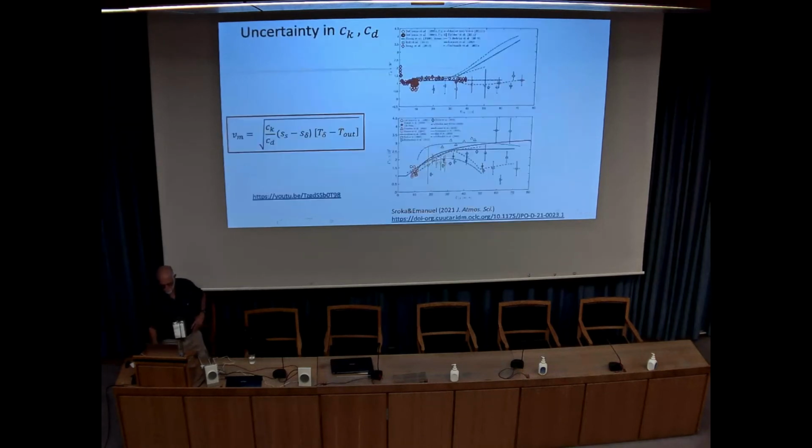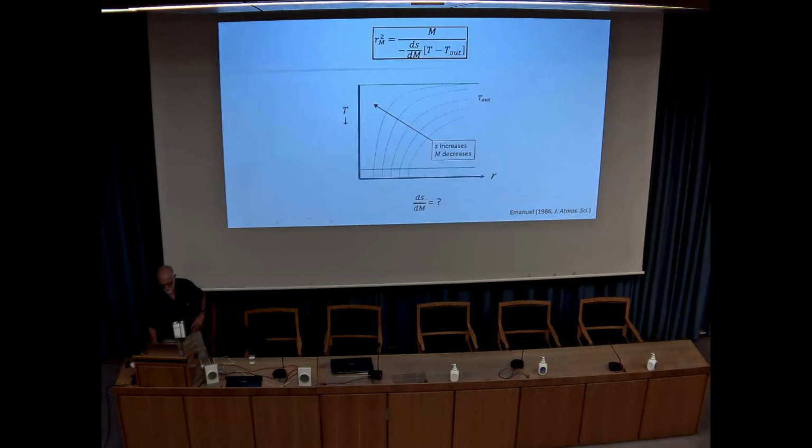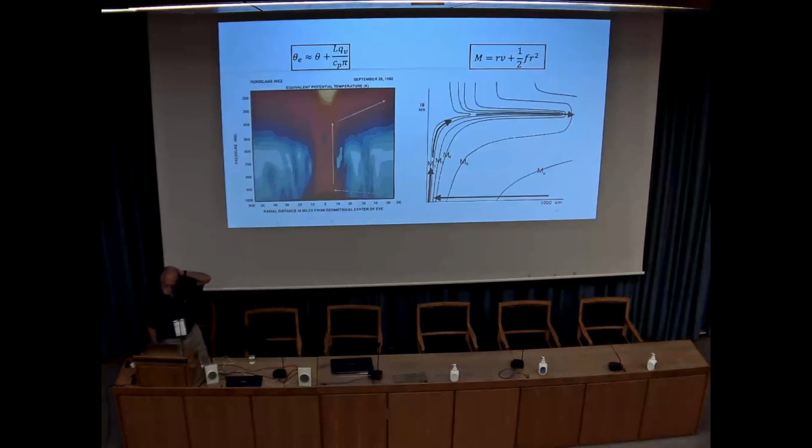Like the diagram on theta E. The high theta E air is not coming from someplace else. It's being created in situ by the fluxes off the sea surface. And high theta E is what you need to get the warming that's a central feature of the hurricane, the eye wall warming.